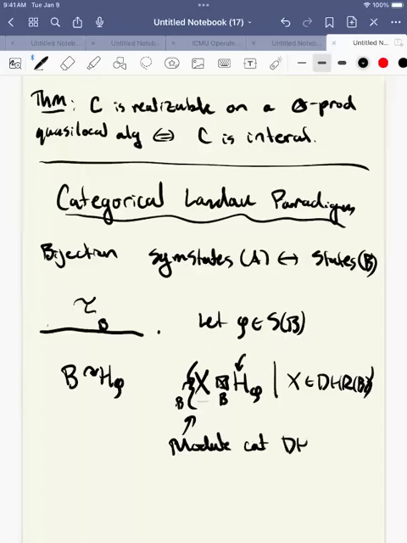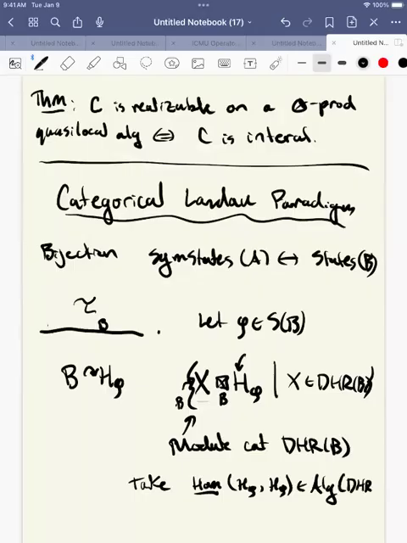And remember, DHR of B is supposed to be the bulk anyon theory. So now I have a module category. You can take internal Hom, just like you do in category world, of the special object, which is this GNS representation. This gives me an object in Alg of DHR of B.